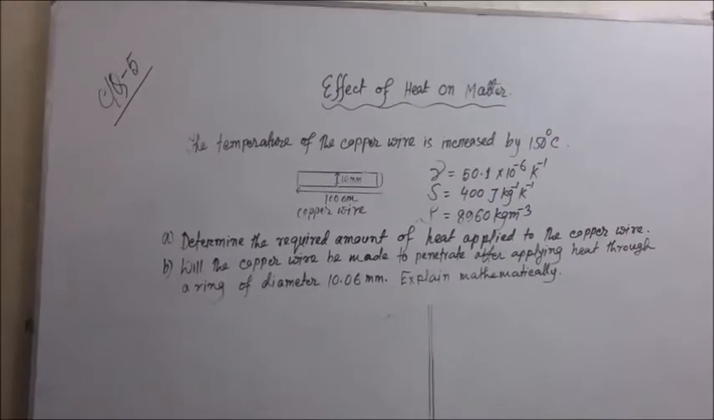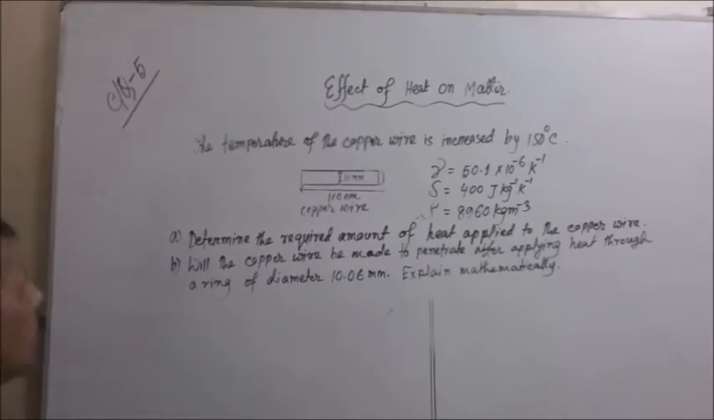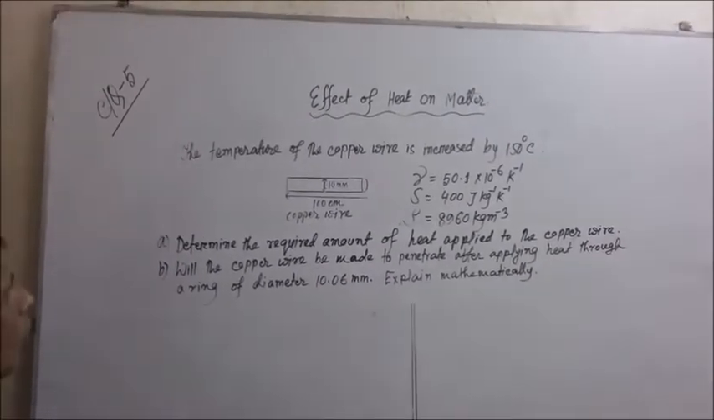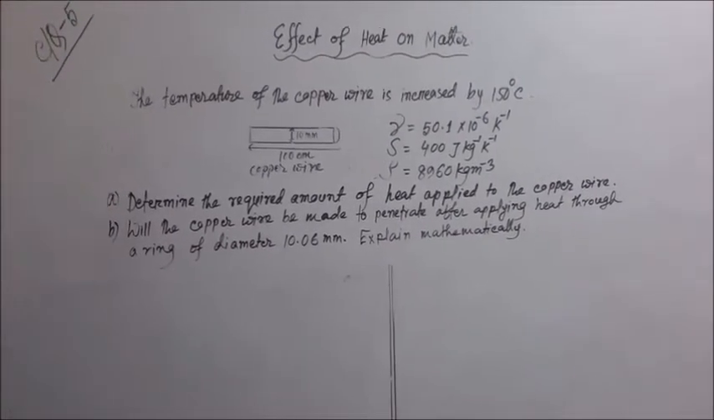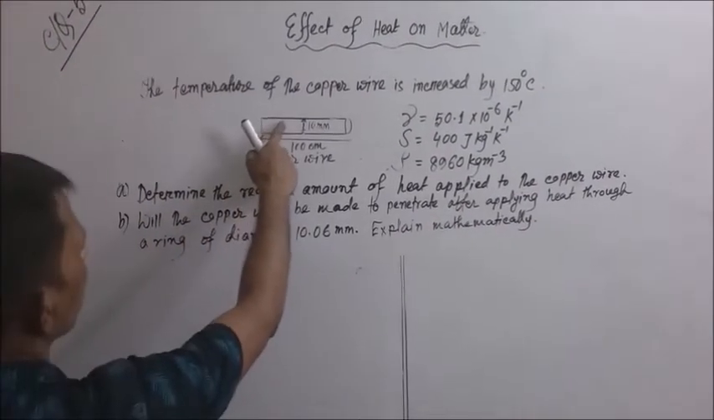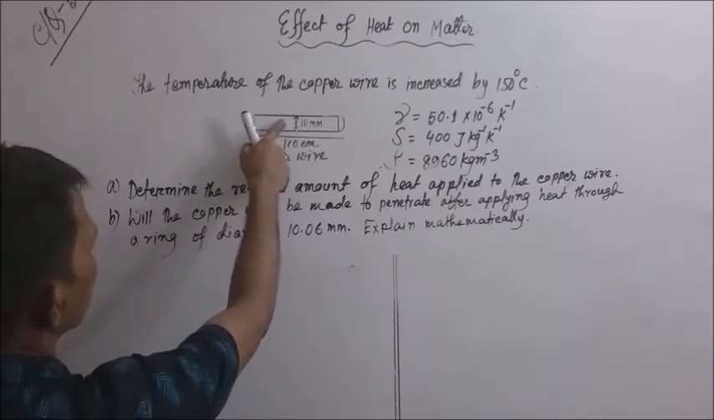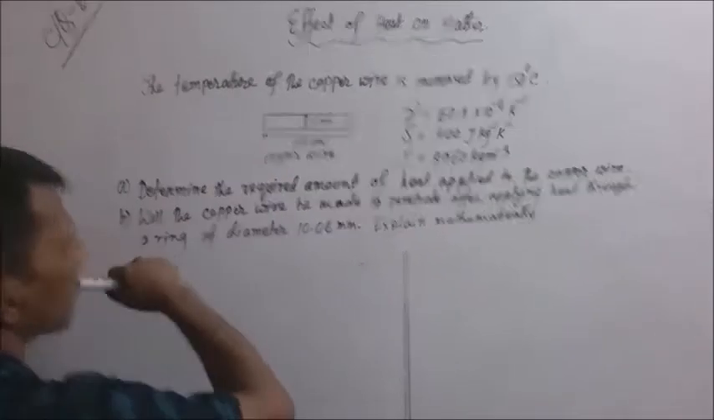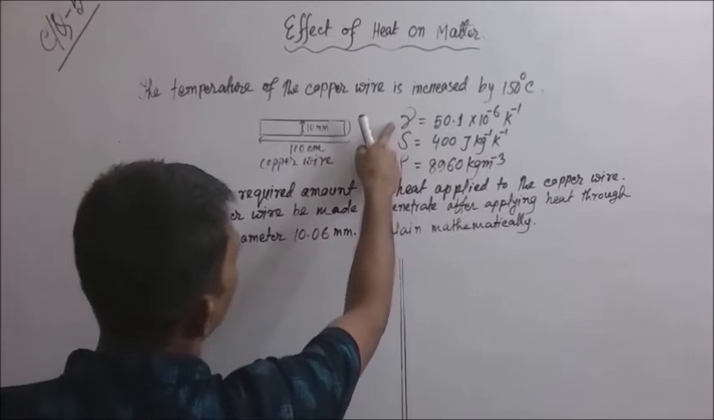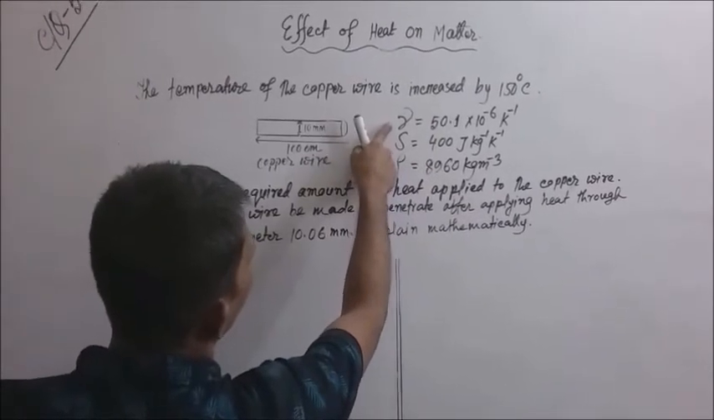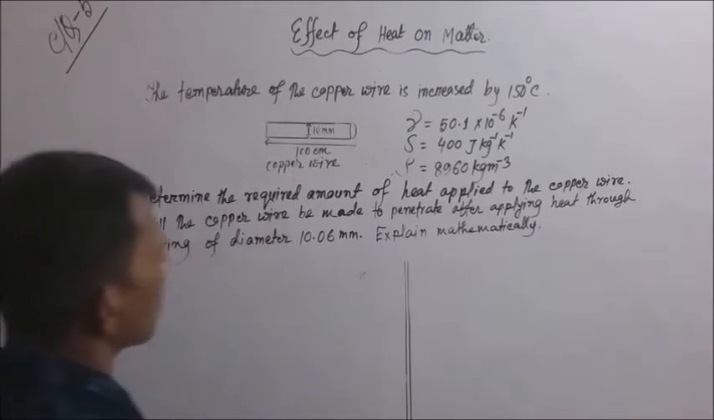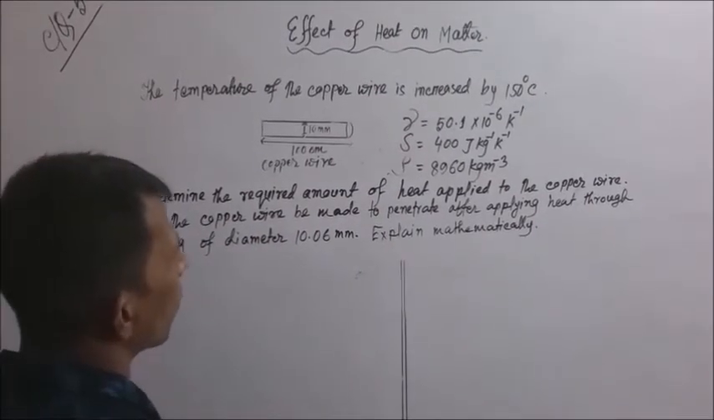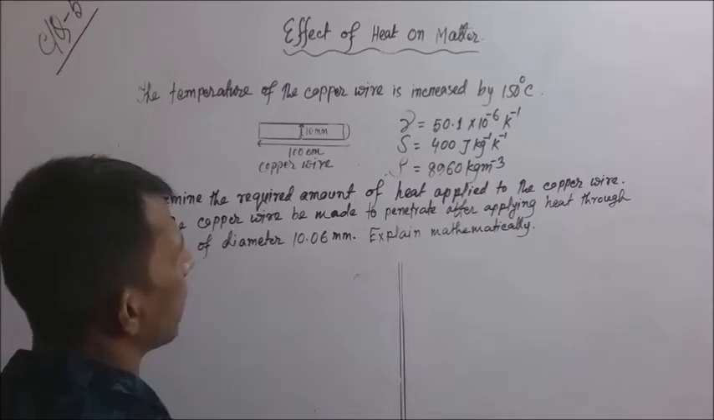Assalamu alaikum. Dear students, in this creative question, the temperature of the copper wire is increased by 150 degree Celsius. A copper wire has diameter 10 millimeter and length 100 centimeter. Here it is given gamma equal to 50.1 into 10 to the power of minus 6 Kelvin inverse, S equal to 400 joule per kg Kelvin.